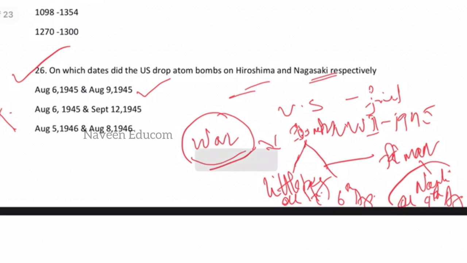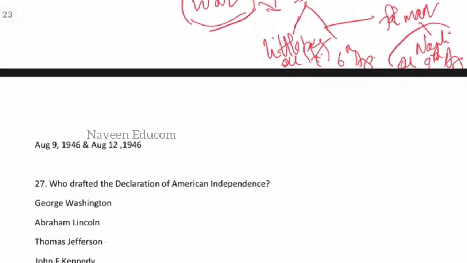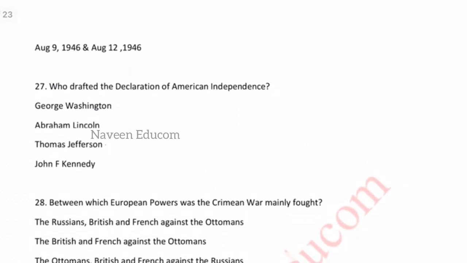So let's move to the next question. Who drafted the Declaration of American Independence? Any idea? The answer is option C, Thomas Jefferson.